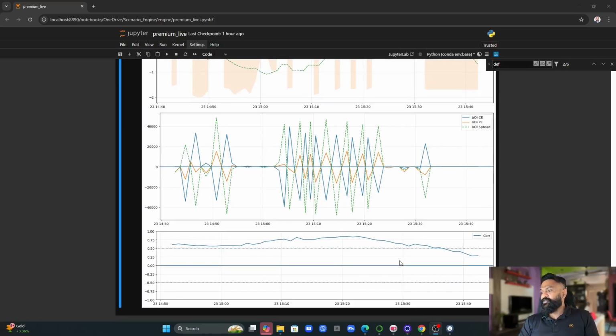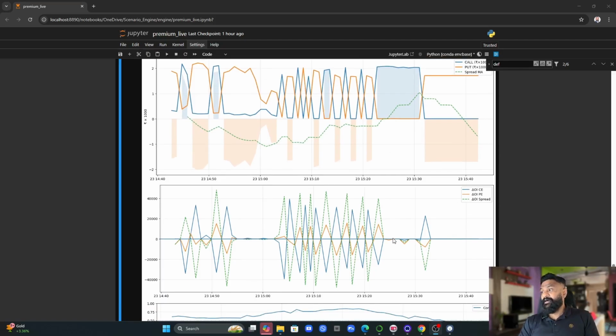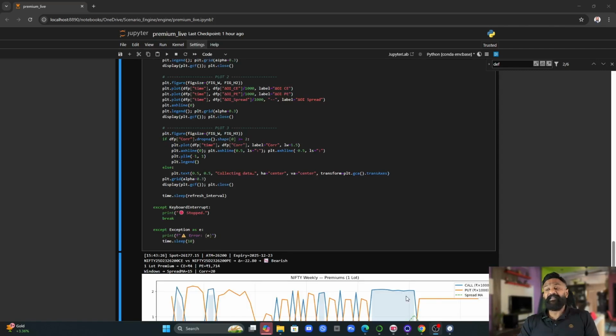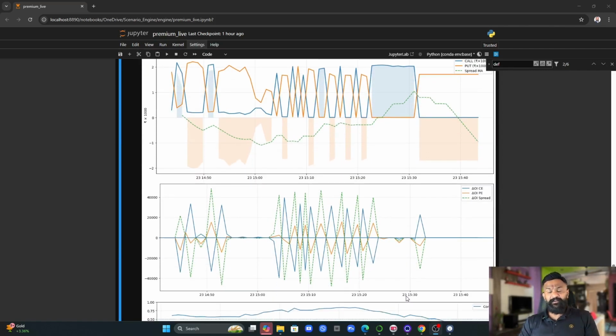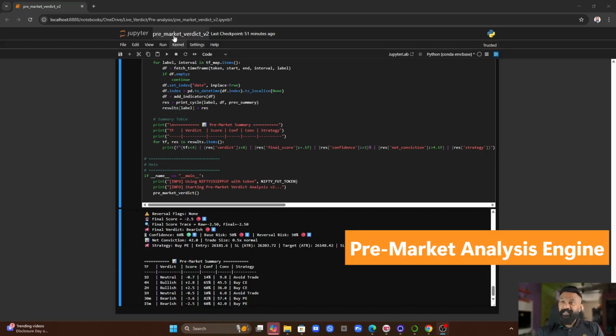and this panel shows the correlation. When I see that the call premium is high, but the delta OI of put is high, that means the correlation is negative and a trap is getting formed. So this engine is quite helpful to see whether a trap is getting formed or the trend makes sense, when the correlation is positive.